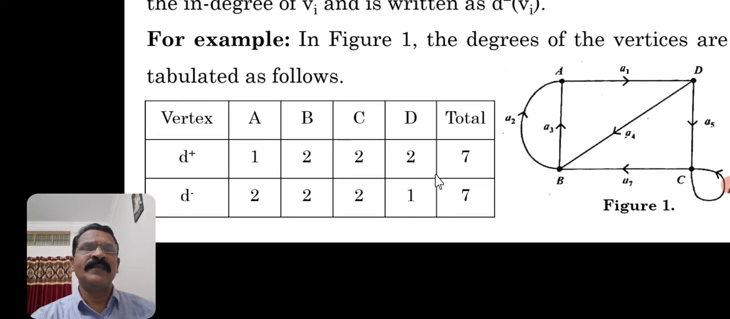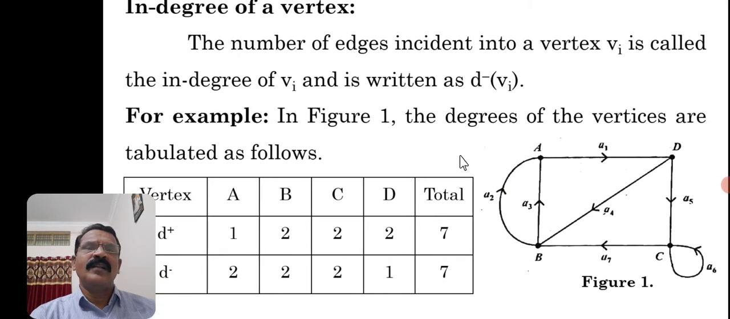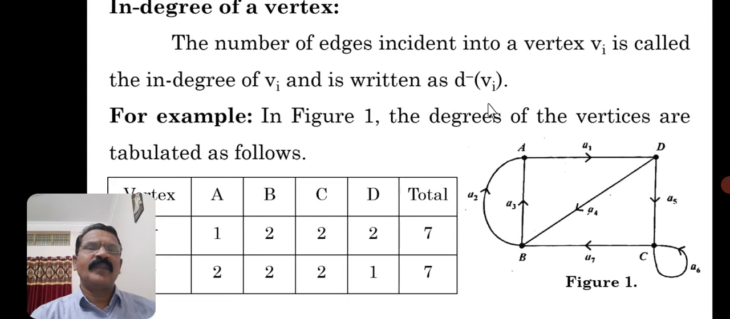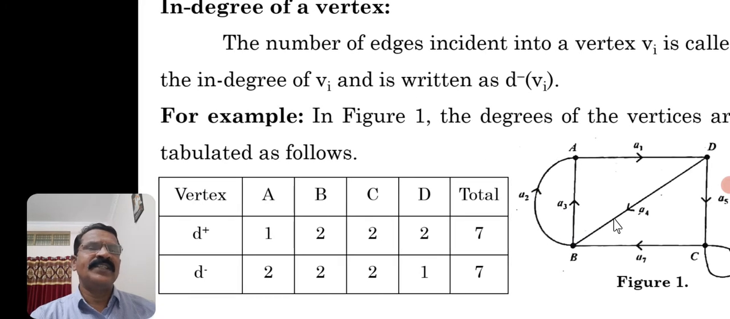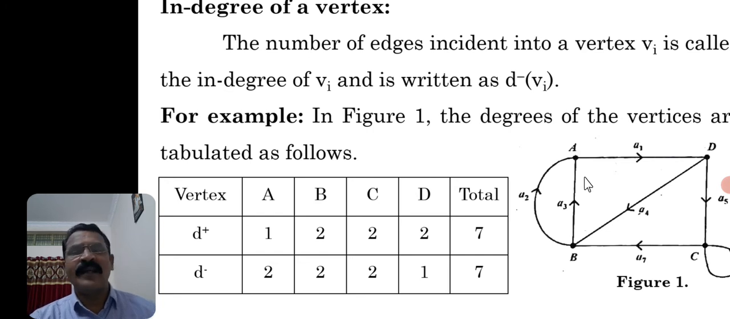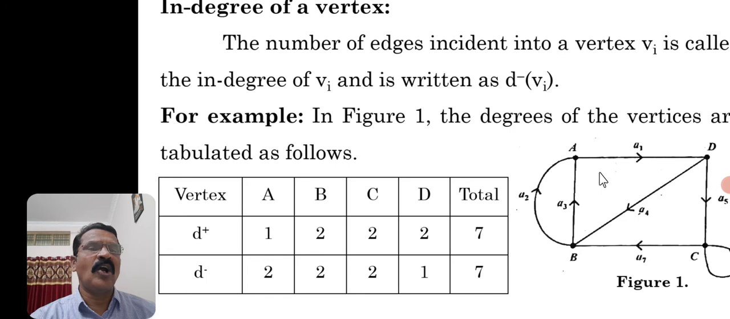Let me consider the same graph which we have considered. So these are the vertices and edges. If you see the vertex A, how many edges are incident out from the vertex A? That you have to count. There is only one edge. Which edge? It is A1, which is incident out of the vertex A. So D plus of the vertex A, that is the out degree of vertex A, is 1.